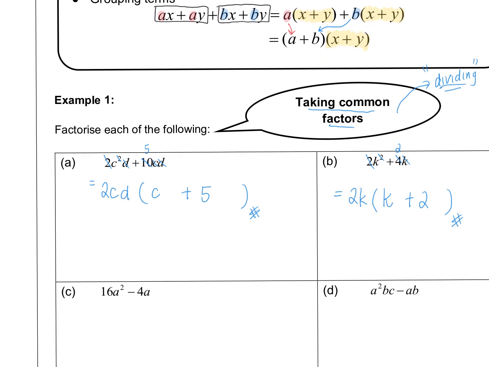Okay, what do they share in common here? 4a. So 16 divided by 4, left 4. A square, take out 1a, left a. So it's 4a left. If I take out 4a, what am I left with? 1, not nothing. So you take out the 4a, you'll be left with 1. Because 4a divided by 4a gives you 1.